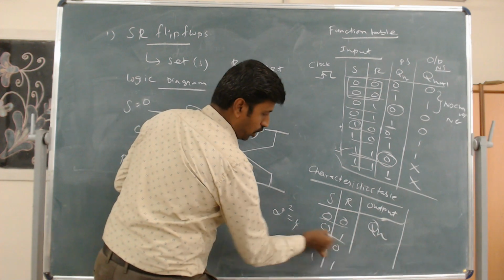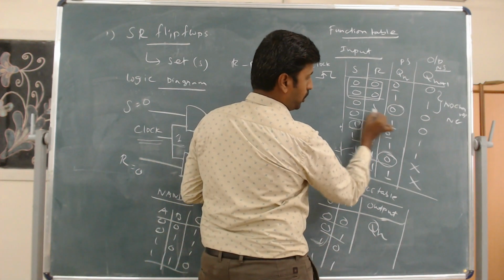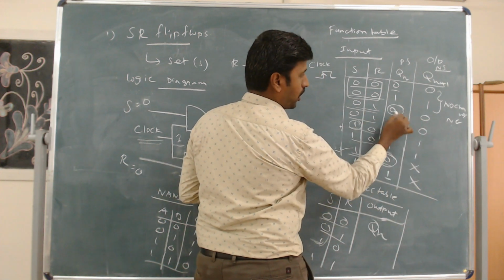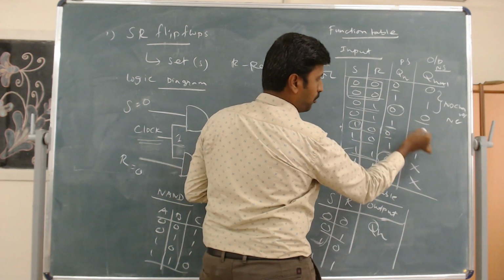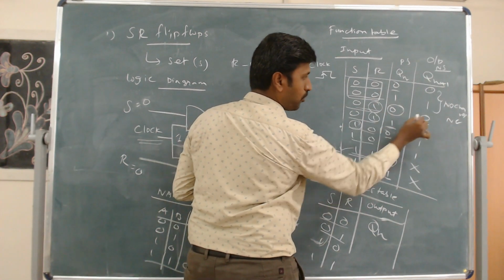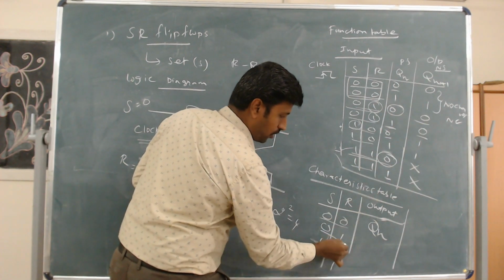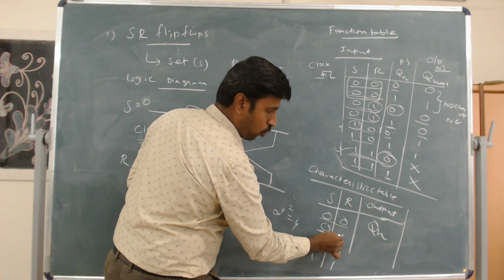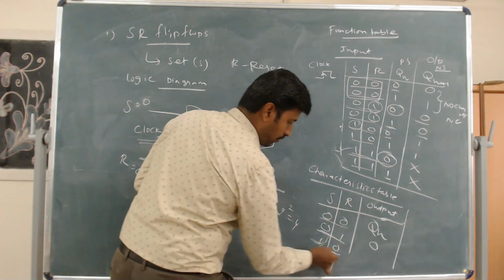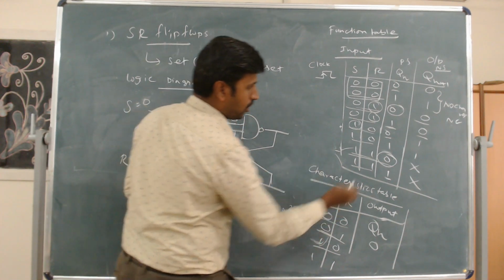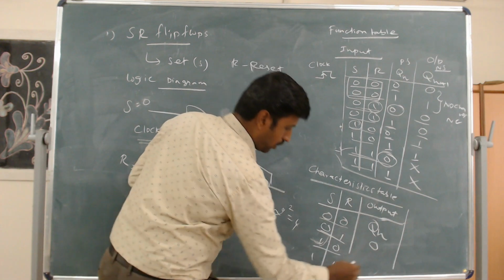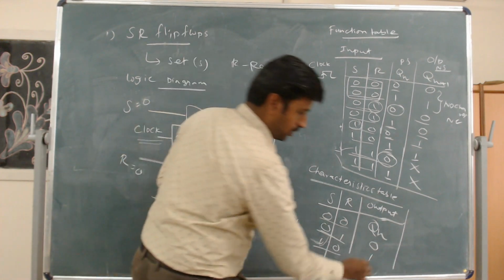For the 0 1 state, the present state is 0 and the next state is 1, so the output is Q of n plus 1. Whenever the present state is 0 or 1, the output I am getting is 0, because reset is 1 here. So whenever the input is 0 1, reset is 1, so the output is 0. Similarly for S and R, set equal to 1, whatever the present state, 0 or 1, the output is 1, so it is called the set state.